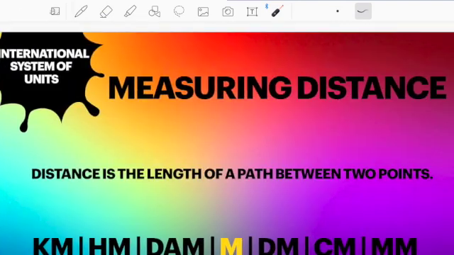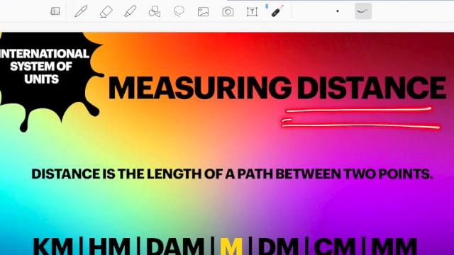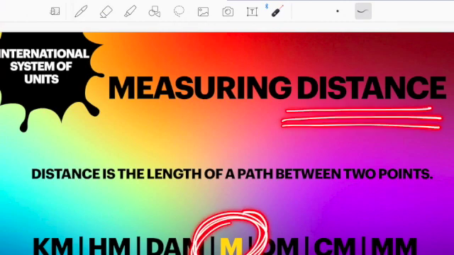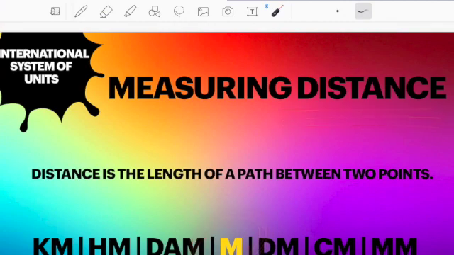Okay? And then we have the International System of Units, and in motion, we will be focusing on distance, that the basic unit of it is meters. And we said that we have the kilometers, hectometers, decameters, in other words, the King Henry table. And you need to learn this one, okay? By now I believe you already have it, so it's fine.